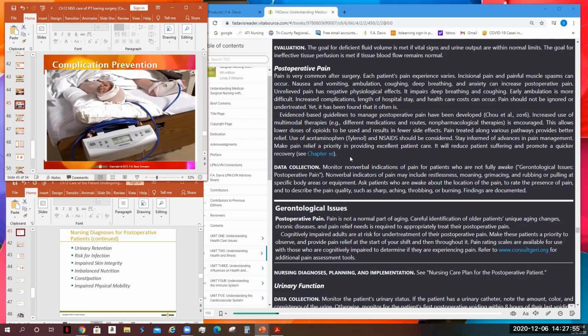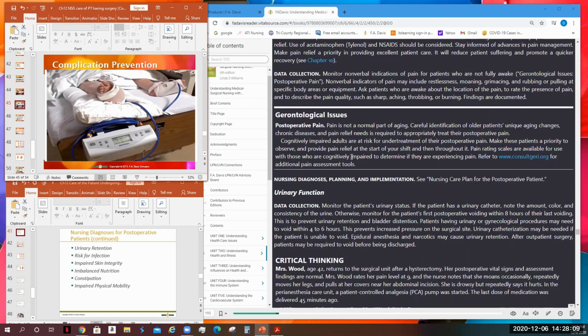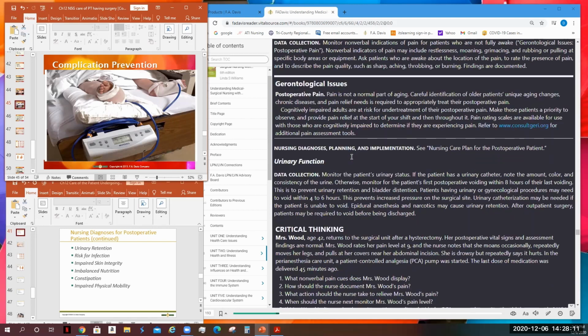Stay informed of advances in pain management. Make pain relief a priority in providing excellent patient care. It will reduce patient suffering and promote a quicker recovery. See Chapter 10. Data collection.